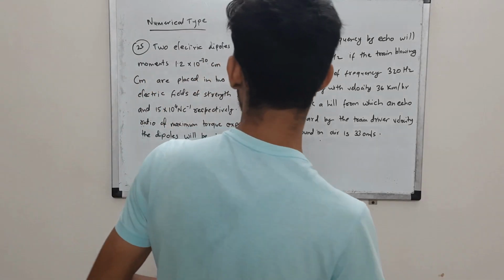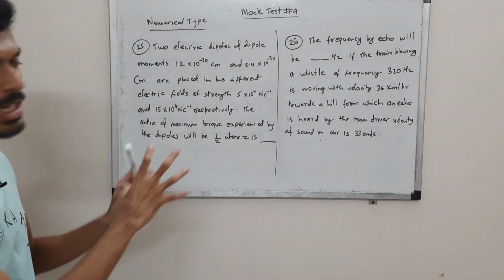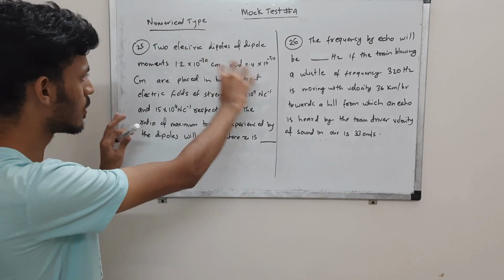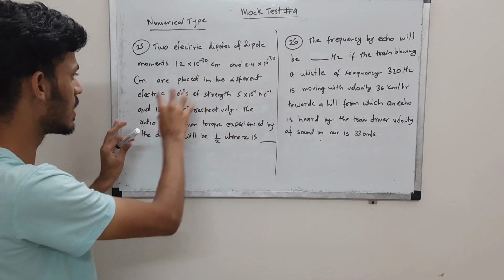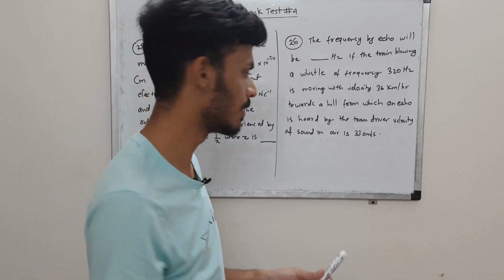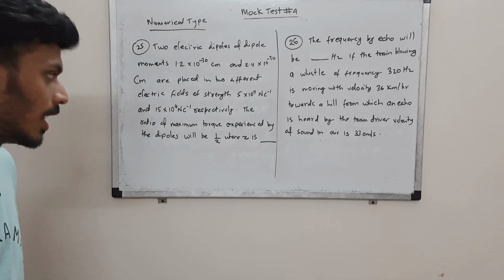25 and 26 over here. In question 25, we have two electric dipoles, this and this, which are placed in a uniform electric field respectively. So this is placed in this electric field, and this is placed in this electric field. You are supposed to tell the ratio of the maximum torque. The ratio will be 1 by x. You are supposed to tell the value of x.